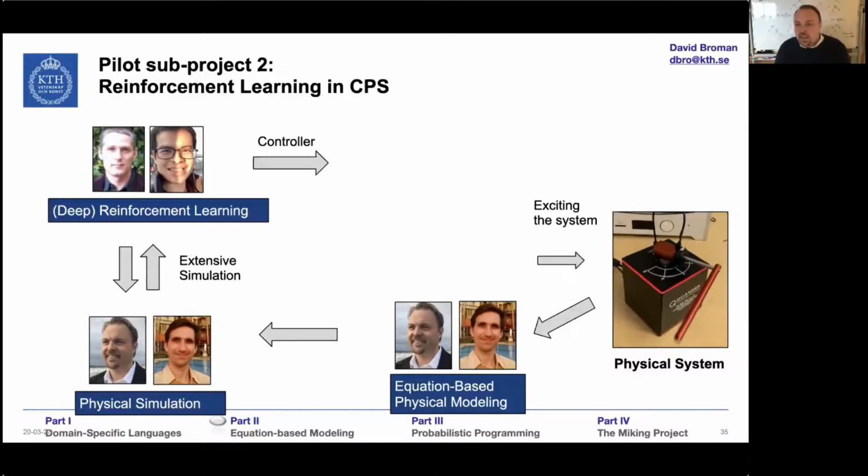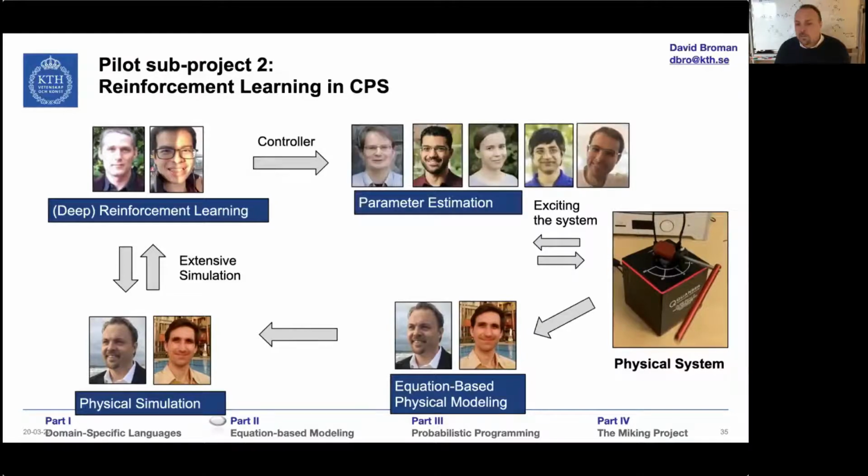So then you want to excite the system to see how it behaves when you're actually exciting the real system. And here comes one of the key properties, which is parameter estimation. You want to estimate the parameters of the equation-based model so that it gets a better fit for the real system. And then you update the model.